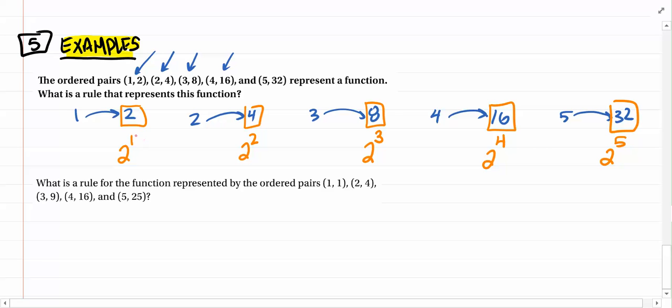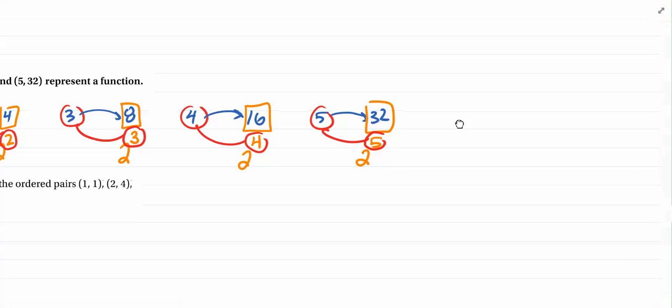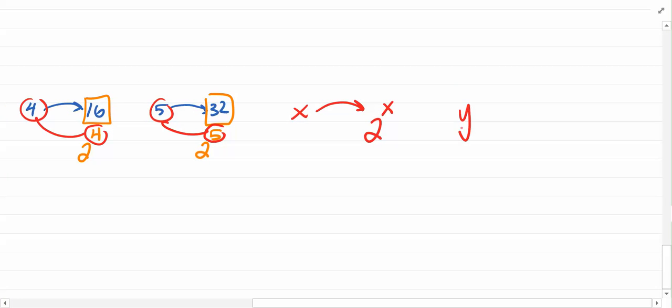Now I'm wondering if you're noticing that there is a connection between the exponent and the input: the exponent of 3 and the input of 3, the exponent of 4 and the input of 4, the exponent of 5 and the input of 5. So if I kept going, if I gave you an x, what would x have to get mapped to? It would have to get mapped to 2 to whatever that power is. So the function rule that we would write would be y equals 2 to the x power. Kind of an interesting one.